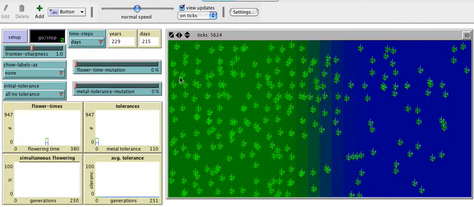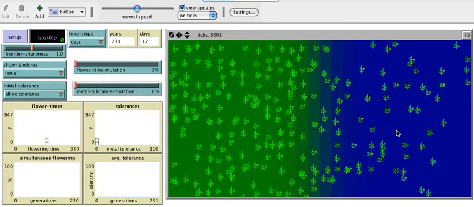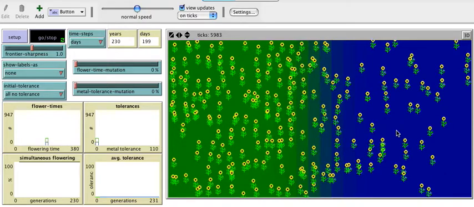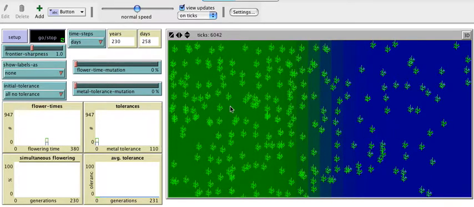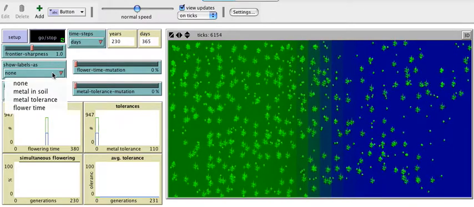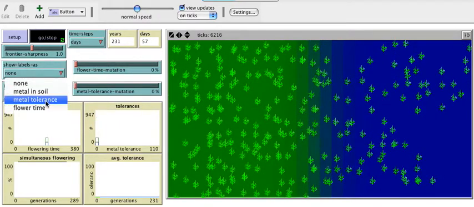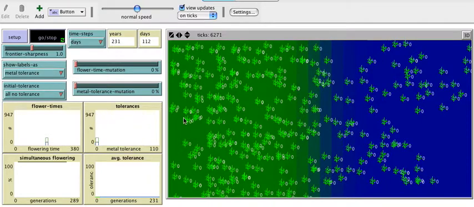In order to help visualize metal tolerance, plants will begin to look bluer the more mutations that they have in them that give them more tolerance for metal. Right now, all the plants have no tolerance for metal because they all started with no tolerance for metal and they incurred no mutations for it. I can see that by changing the show labels as from none to metal tolerance. Notice the zeros next to every plant showing they have no metal tolerance.